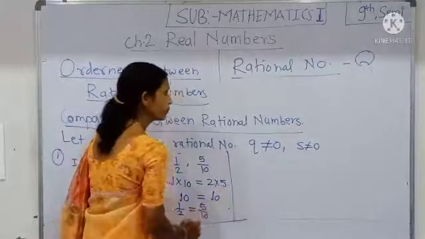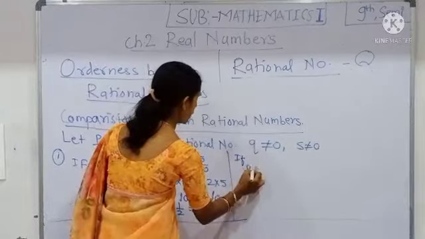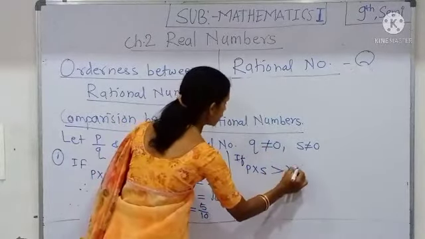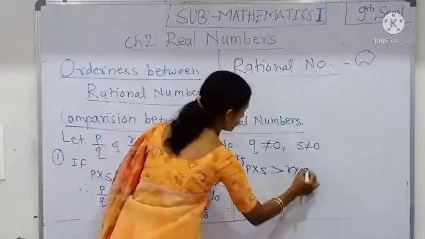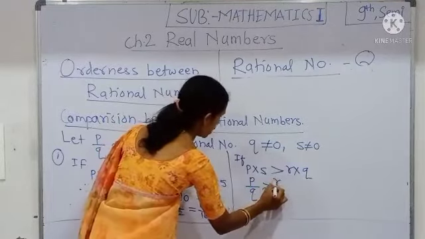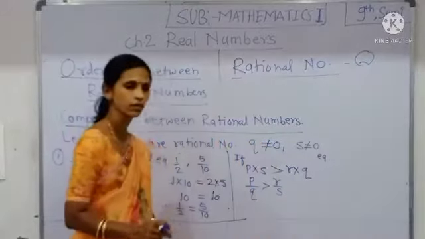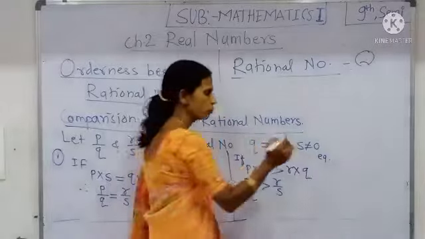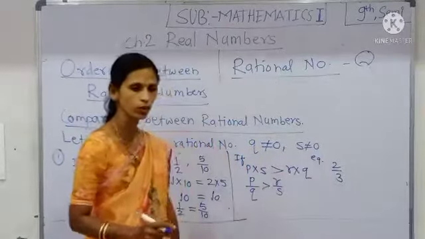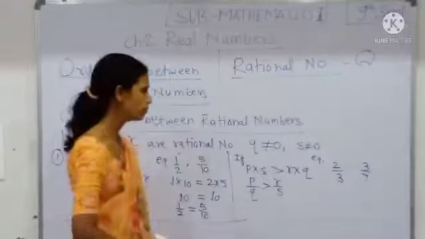One more possibility is there. Here, if P into S is greater than R into Q, then here P upon Q is greater than R upon S. For example, see here, 2 upon 3 and 3 upon 7 are two different rational numbers.